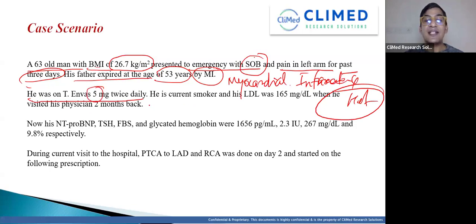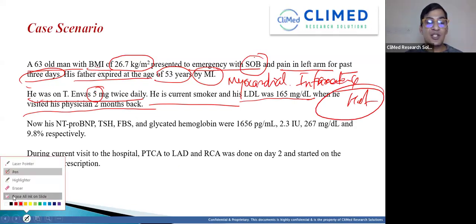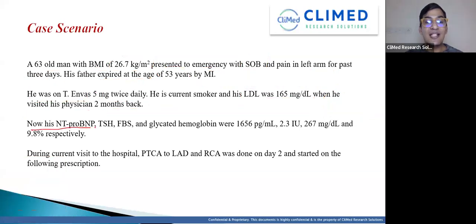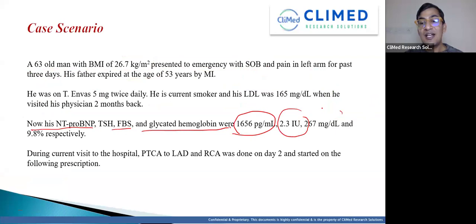5 mg. He is a current smoker and his LDL was 165 mg per dL when he visited the physician 2 months back. Now his NT-proBNP, TSH, FBS, and glycated HB. So this is NT-proBNP 1656. This is TSH 2.3. This is fasting blood sugar 267 and glycated HB is 9.8.